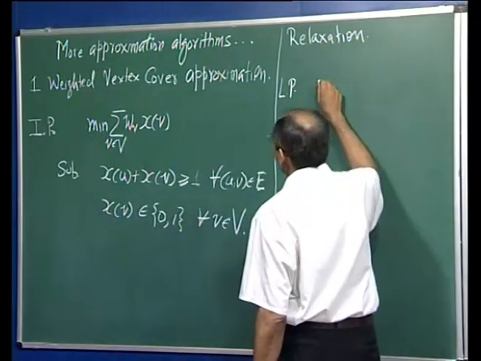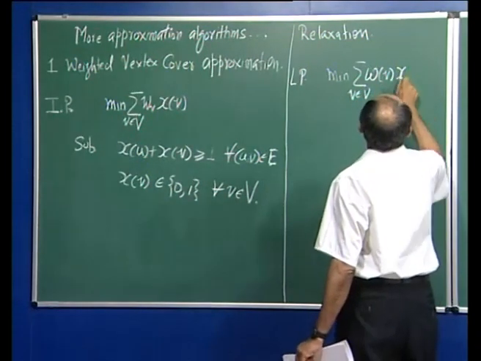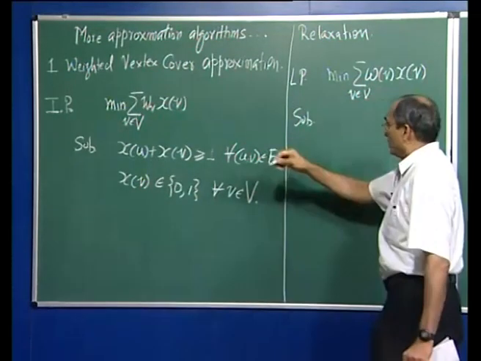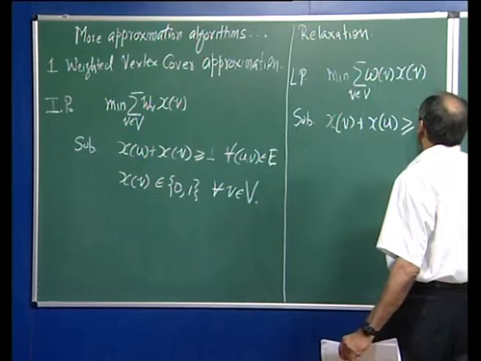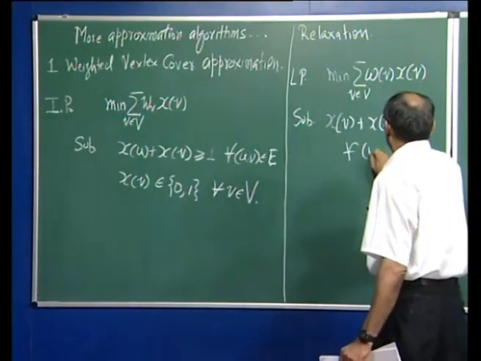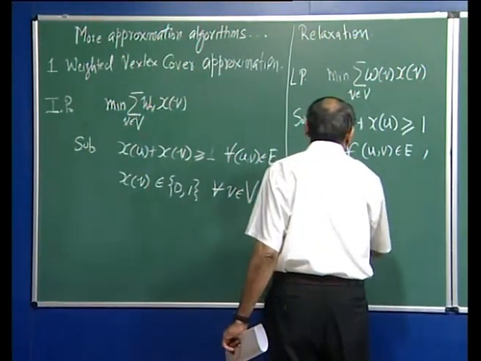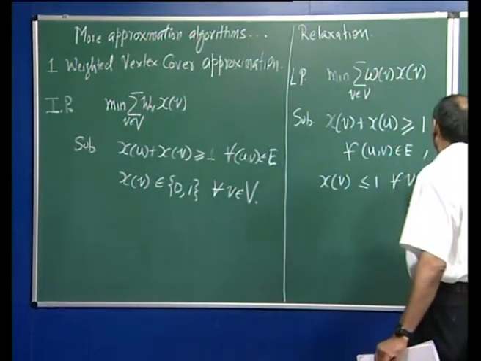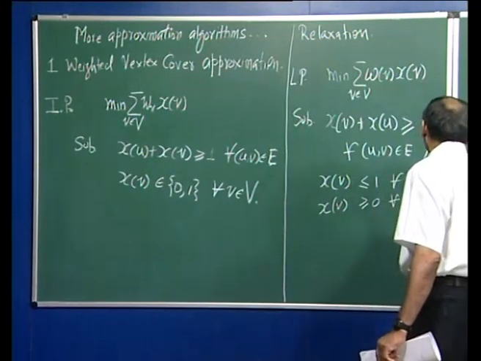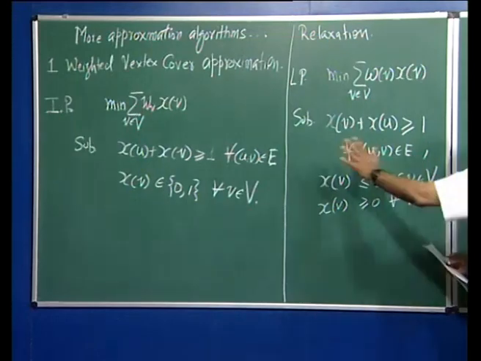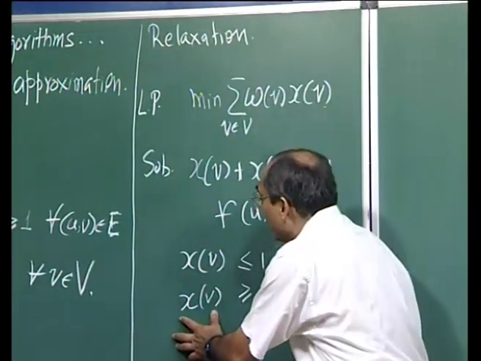The linear program corresponding to this is to minimize the same objective, subject to the same condition here for all UV in E, and we replace this condition by X_V should be less than or equal to 1 for all V in vertex set V, as well as X_V should be greater than or equal to 0 for all V in V. So, this is almost the same, but now we have fairly meaningless values to these variables, because they can vary anywhere from 0 to 1.